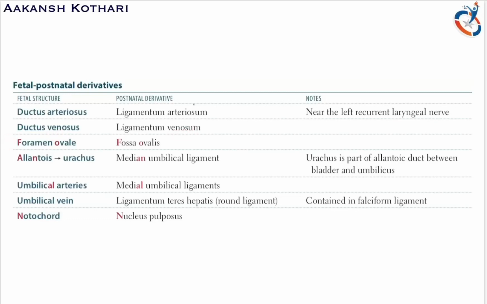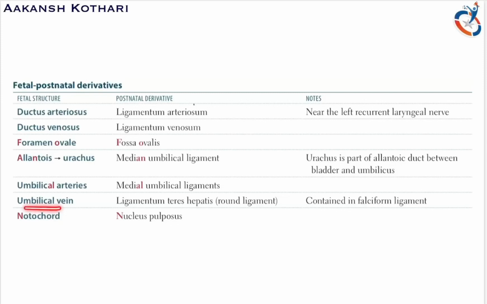We all know that foramen ovale gives rise to fossa ovalis. There's another structure called the allantois, which gives rise to the urachus. This is also repeated in the nephrology module. Okay, this gives rise to the median umbilical ligament, median. Whereas the umbilical arteries give rise to the medial umbilical ligaments. Please look at the difference. This is median and this is medial. Okay. As I told you, the urachus is a part of allantoic duct between the bladder and the umbilicus. Hence, it will again come back in the nephrology module.